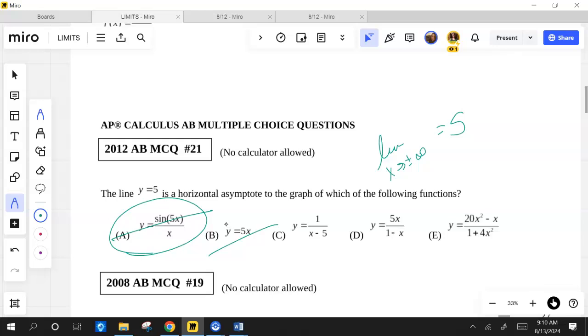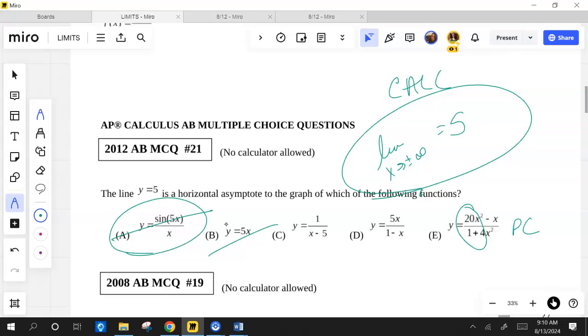I said if you know, right. If you remember your rules from pre-cal, a lot of these problems you can do with algebra and pre-cal, and you don't even have to apply the calculus. This is the calculus way. This is the pre-cal way of saying 20 divided by 4 is 5 since they have equal degrees. But there you go, it's E. D would be -5.